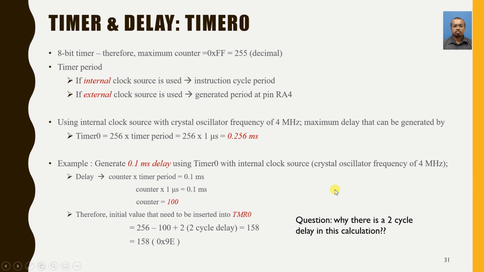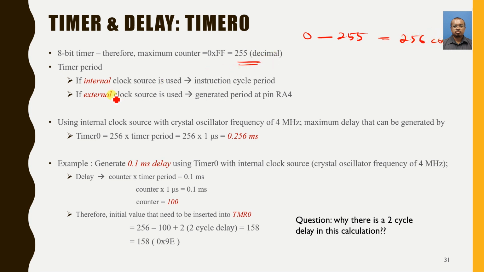Okay, timer and delay, timer 0. Now let's look into how to make calculations for the timer. Basically the maximum counter for the 8-bit timer is 255 decimal, meaning the counting starts from 0 until 255. So in total we have 256 counts.